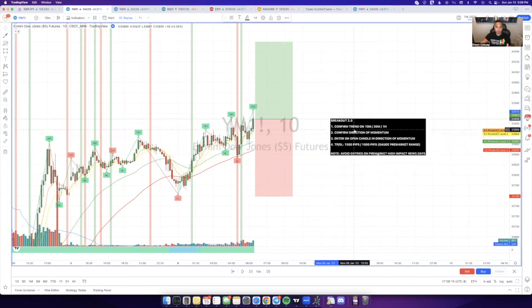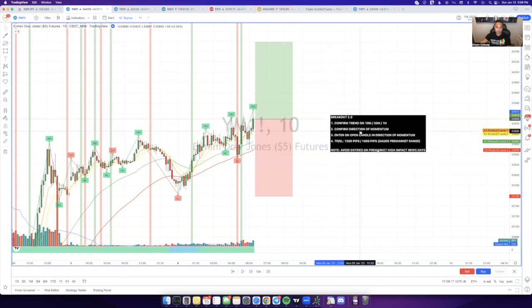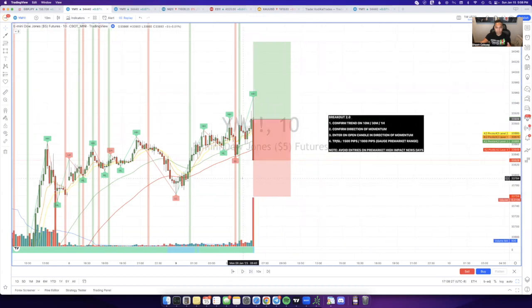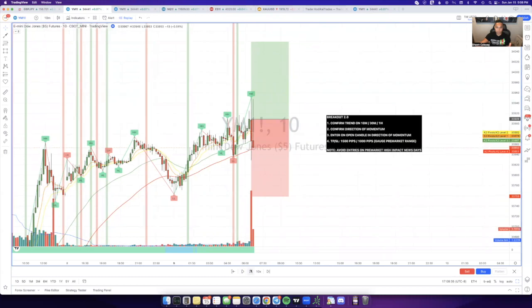First requirement, confirm overall trend, obviously bullish. Confirm direction of momentum, obviously bullish. Enter on the open candle in the direction of momentum, which is a buy. So you take a buy right here, and then you let the trade run. You can see here that price kind of retraces back a little bit, which is typical, right? Price opens right here, crazy movement on open, and then price starts to bounce back and forth.